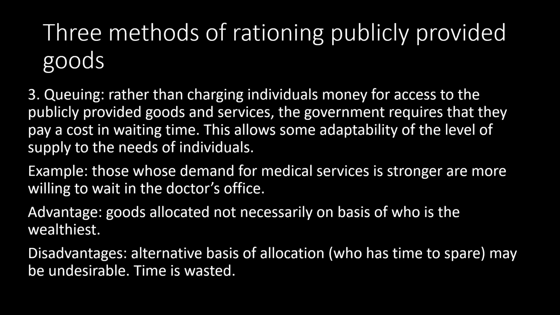So rather than charging individuals money for access to publicly provided goods and services, the government requires that they pay a cost in waiting time. This allows some adaptability of the level of supply to the needs of individuals. You can see it in medical services. If you want the doctor, you have to wait in that long queue to see him when you go to those hospitals. So the advantage: goods are located not necessarily on the basis of who is the wealthiest.